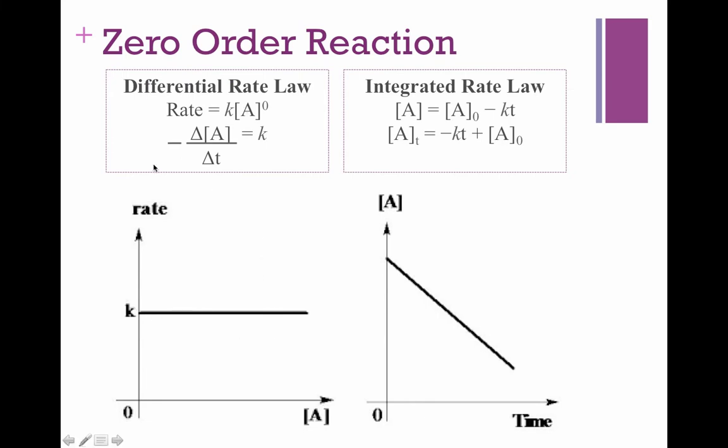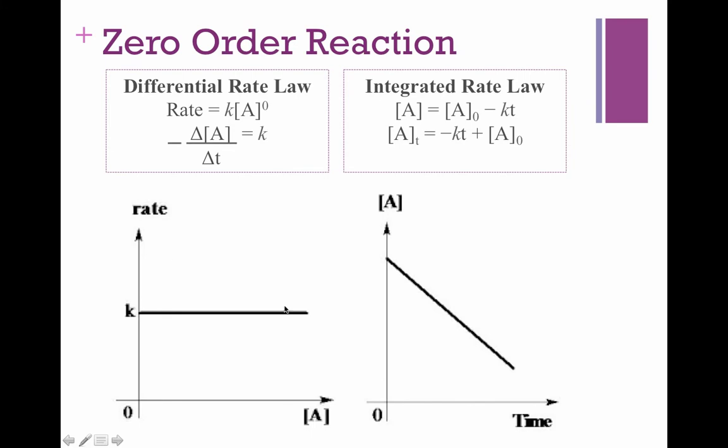So there are a couple of general graphs for each order. Now remember, differential is the one we're most often going to see. Integrated is the one that's going to specify. The key difference between these graphs is the y and x axis. Differential is going to be rate over concentration. Integrated is going to be concentration over time. So that's really what you have to look at to tell which type of graph you have.